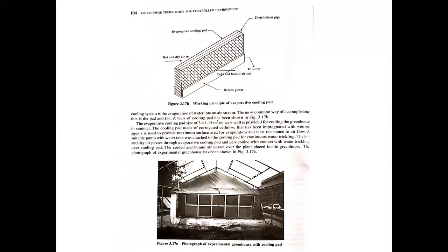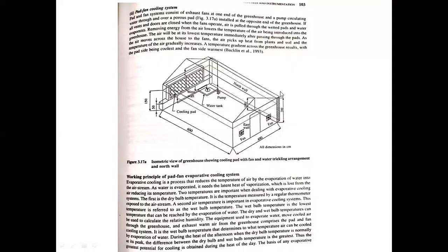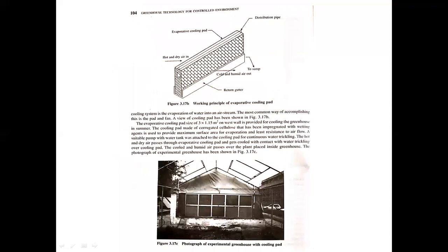So this is the working principle of the cooling pad, or this is the figure of the cooling pad. Hot and dry air enters from this side and cold and humid air comes out from this side. Okay, a distribution pipe is provided for distributing the water. Then a photograph of the experimental greenhouse with cooling pad is provided here. This type of cooling pads are provided at this end. Okay, so this was all about part one of the cooling system.